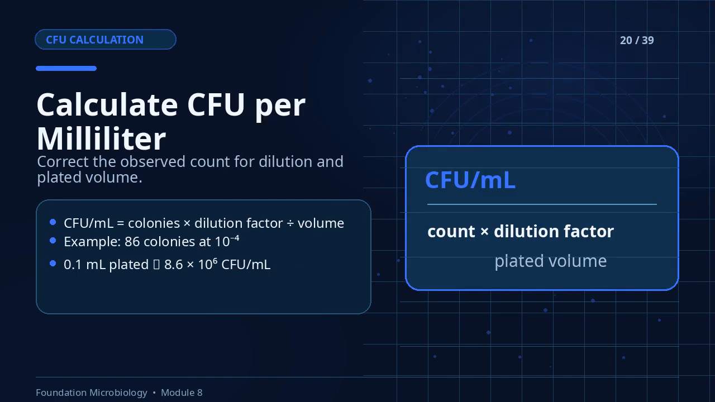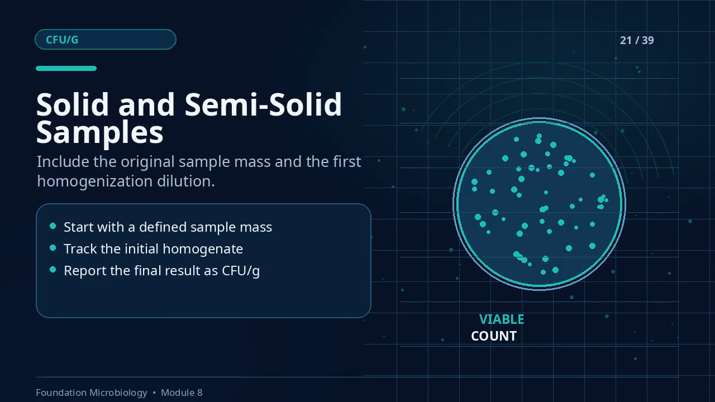To calculate CFU per milliliter, multiply the colony count by the dilution factor and divide by the plated volume in milliliters. In this example, 86 colonies from a 10 to the -4 dilution plated at 0.1 milliliter give an estimated result of 8.6 times 10 to the 6 CFU per milliliter. For solid or semi-solid materials, the original sample mass and the initial homogenization step must be included in the calculation. A common mistake is to use only the plated dilution and forget the dilution created during sample preparation.